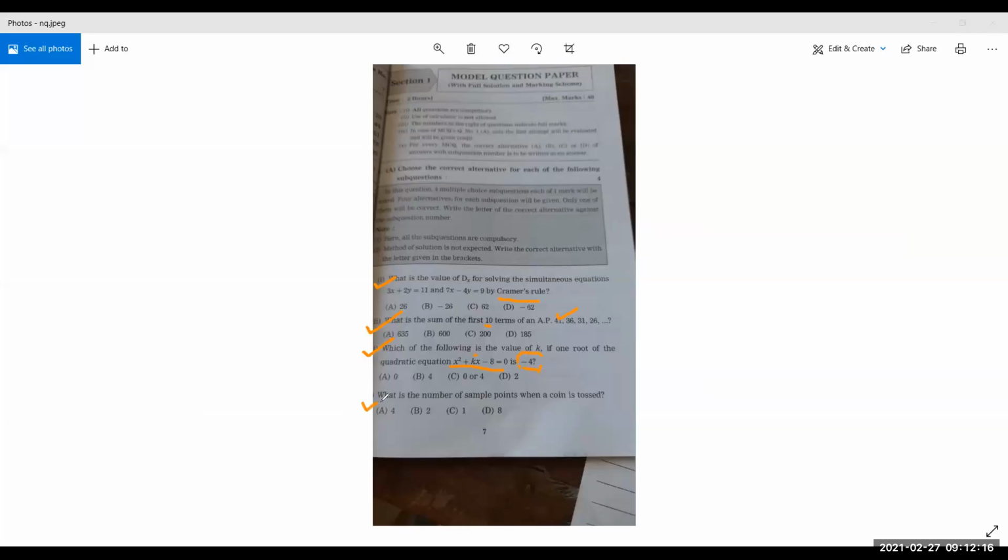Then what is the number of sample points when a coin is tossed? Now the very easy question. Simply one coin is tossed. So we have to find out the sample points. So we will answer this one. It is very easy. Yes. Yes, Shreya. 2. Very good.